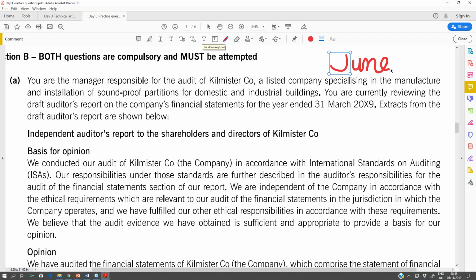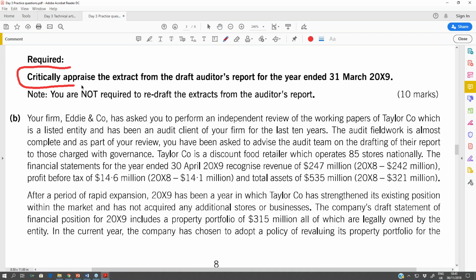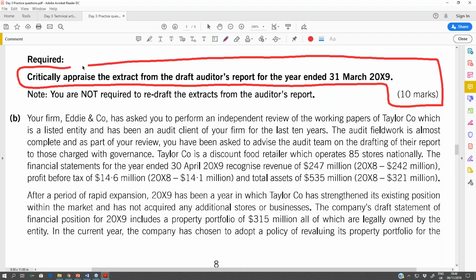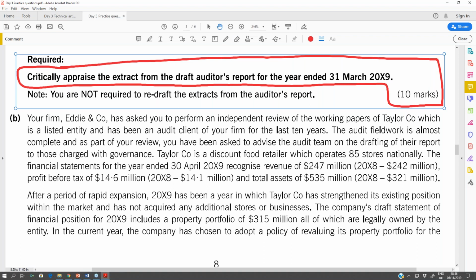In the June 19 exams, the first requirement, question number 2A, was about a critical appraisal of the report. I have covered the critical appraisal of the report so many times in my previous sessions that I'm not touching upon it. So you can watch my previous webinars and then do this question as your self-practice for critical appraisal of the report. That is requirement 2A. It says you have to critically appraise the extracts of the draft audit report, and you have 10 marks out of the 25 marks. This is the requirement which I have been consistently doing in my previous webinars.